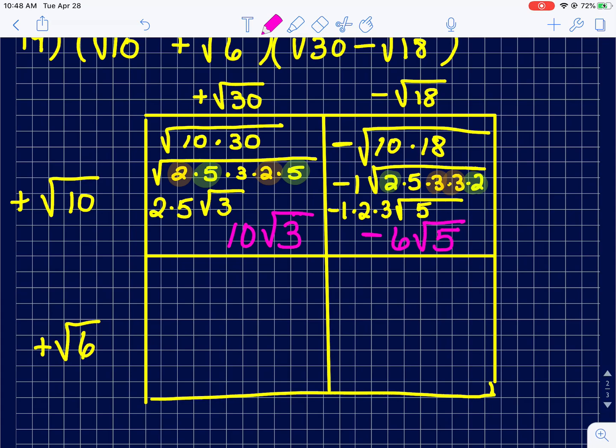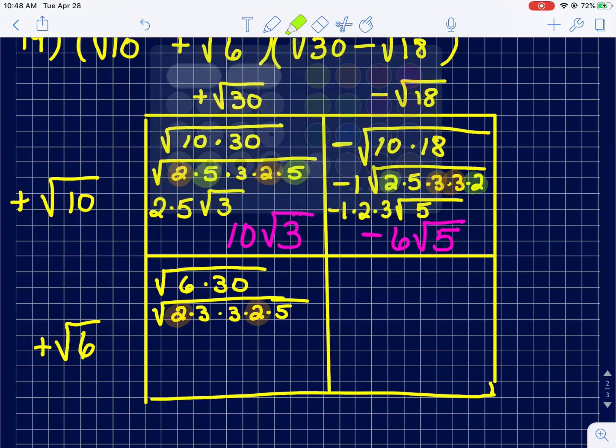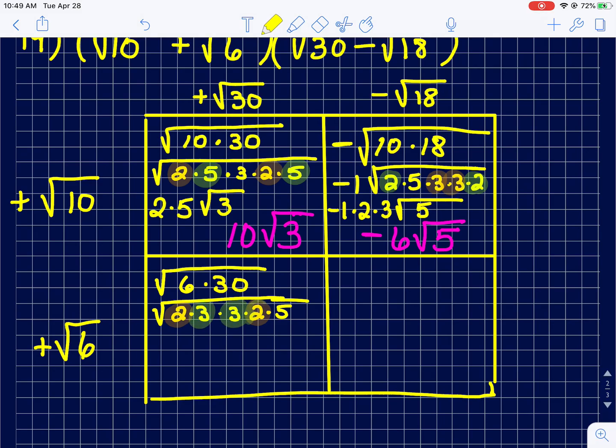Okay? All right, let's go to our bottom left-hand box. We have both positives, and then it's 6 times 30. That can be prime factored to 2 times 3 times 3 times 2 times 5. We're going to pull out our pairs here. We have a pair of 2s. We have a pair of 3s. And so on the outside of this, we're going to have 2 times 3, left behind is a 5. And so our final answer in this one is 6 root 5.